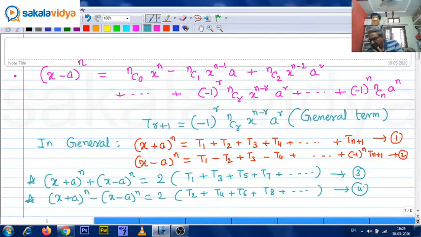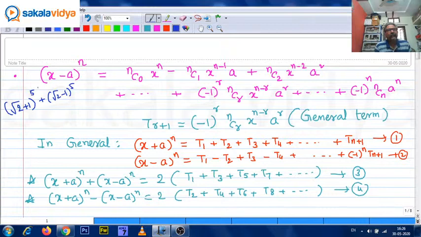Because sometimes why should we take this one means, see sometimes you may be asked to find this question, (root 2 plus 1) whole to the power of 5 plus (root 2 minus 1) whole to the power of 5. You check, this comes under this formula.